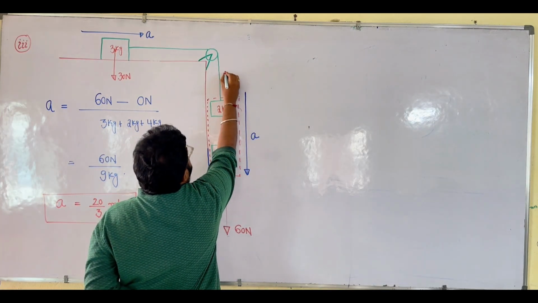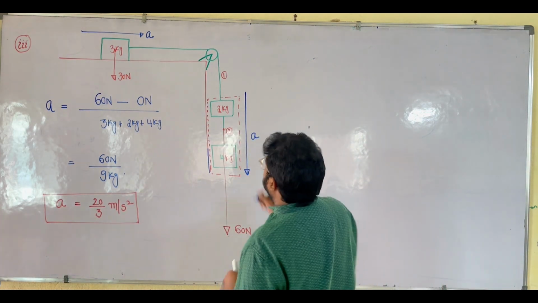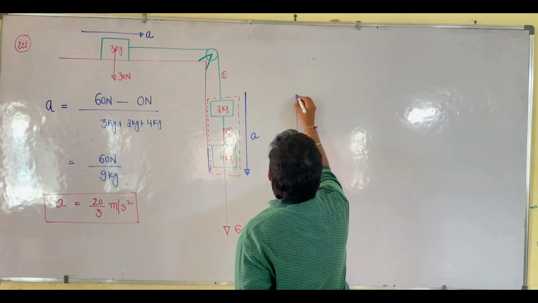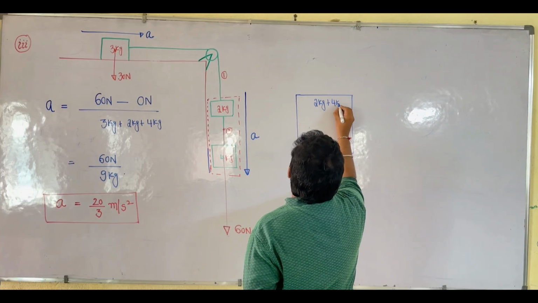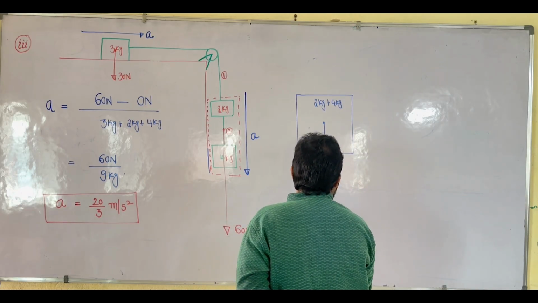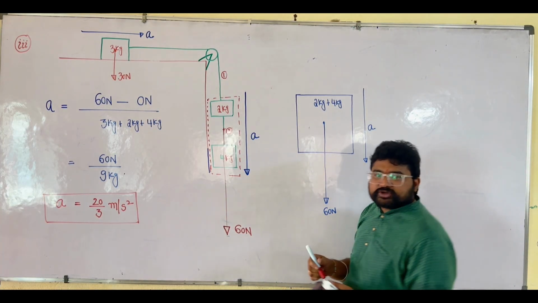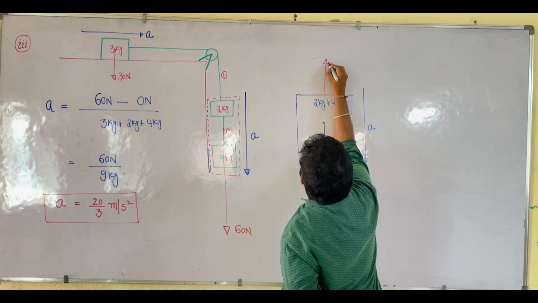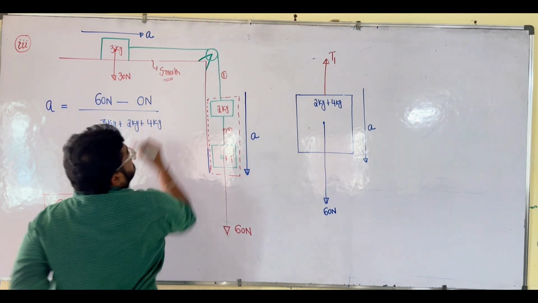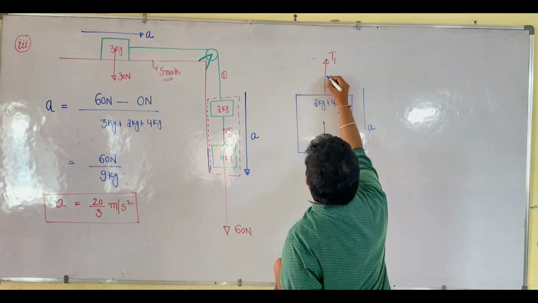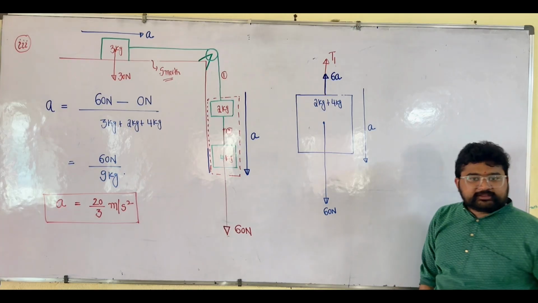Tension in string 1. This is string 1, this is string 2. So how to calculate the tension in string 1? When connecting bodies are given, we have to combine these two. Combined mass is 2 kg plus 4 kg, which is 6 kg. 60 Newton is acting downward, acceleration is acting downward. What is the tension in that particular string, T1? It is smooth. Inertia force always acts opposite to the direction of acceleration. That is 6a.